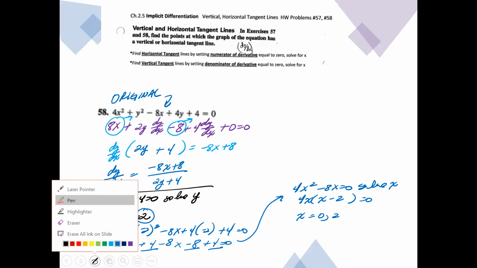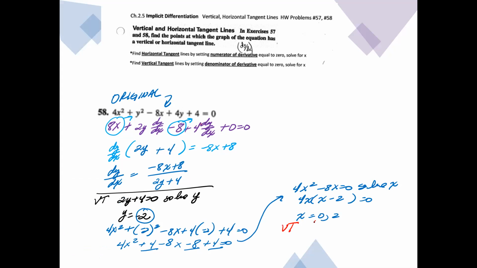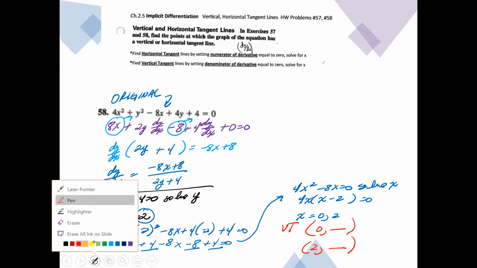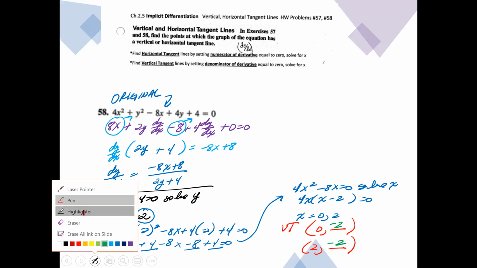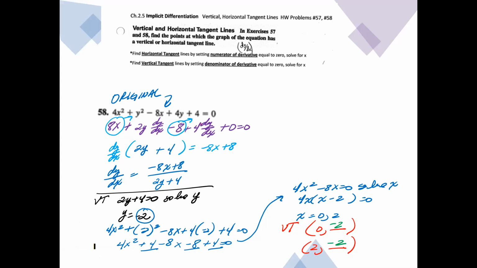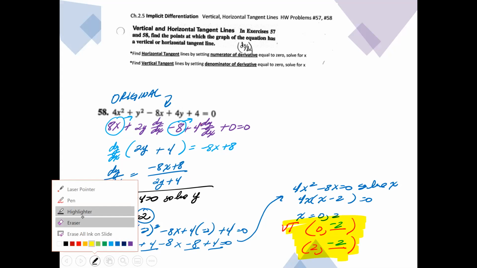So to find your vertical tangents, you want to figure out when x is 0, what is y? When x is 2, what is y? And when you plug the 2 and the 0 back into the original equation, you should have a negative 2 for the y, and then a negative 2 for the y when x is 2 as well. So those are your vertical tangents. Now that I did that, let's go ahead and find the horizontal tangents.